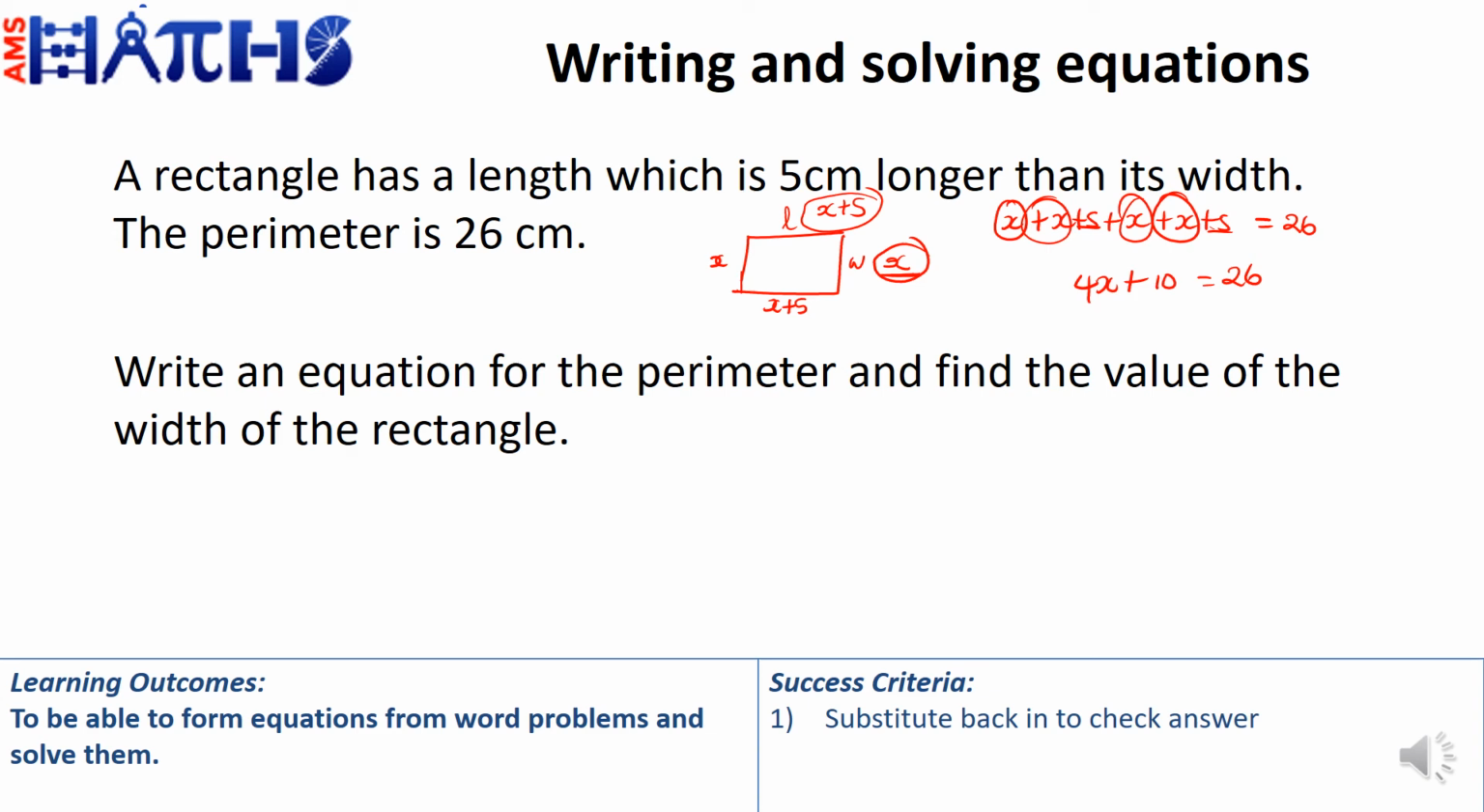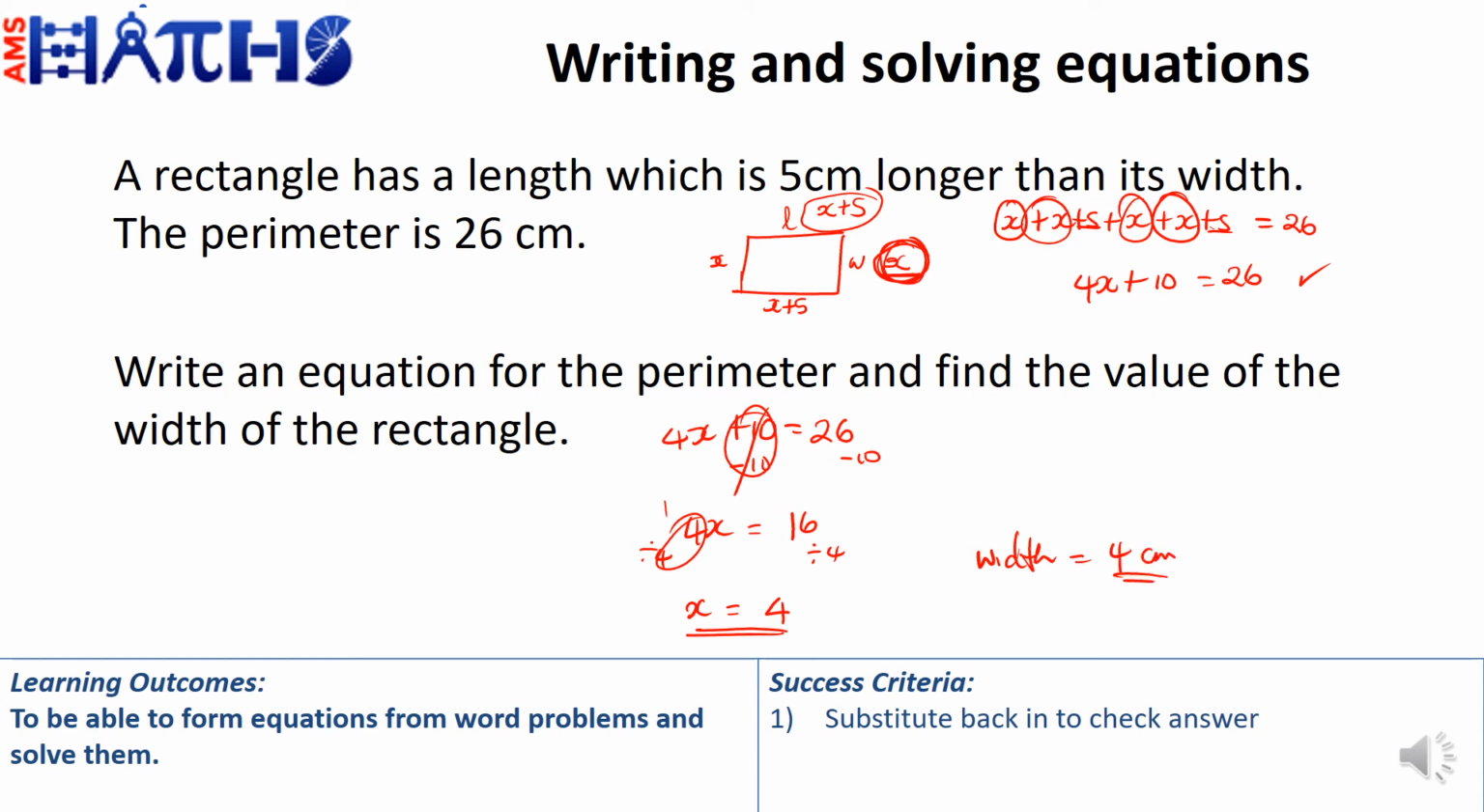As it says, find an equation for the perimeter, which we have here, and now it says find the value of the width, and we said the width is going to be represented by x. So we're solving for x, so 4x plus 10 is equal to 26. Subtracting 10 on both sides gives us 4x on the left and 16 on the right. Then we divide both sides by 4. 4 divided by 4 is 1, so we have 1x. 16 divided by 4 is 4, so the width is 4 centimeters.